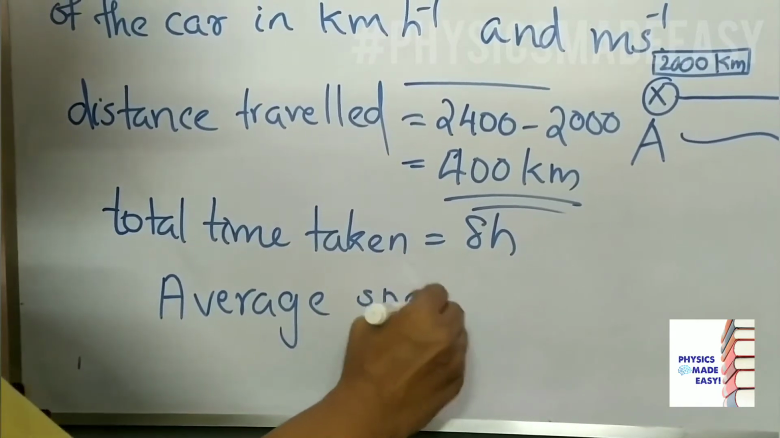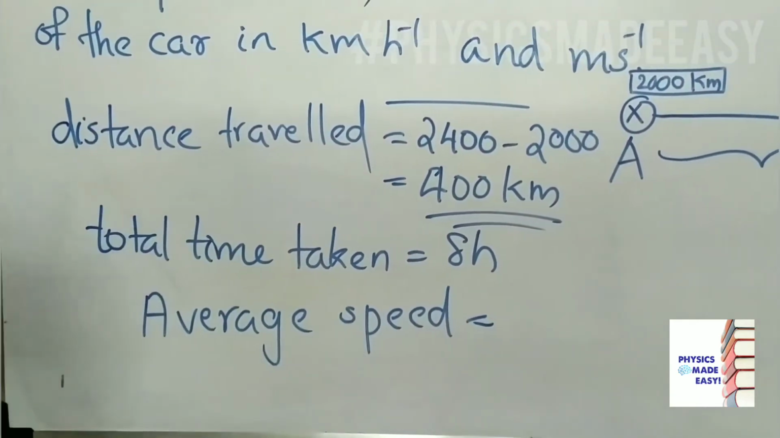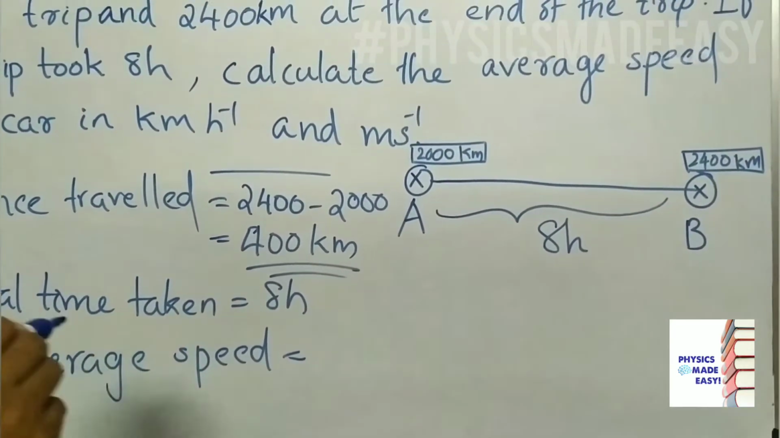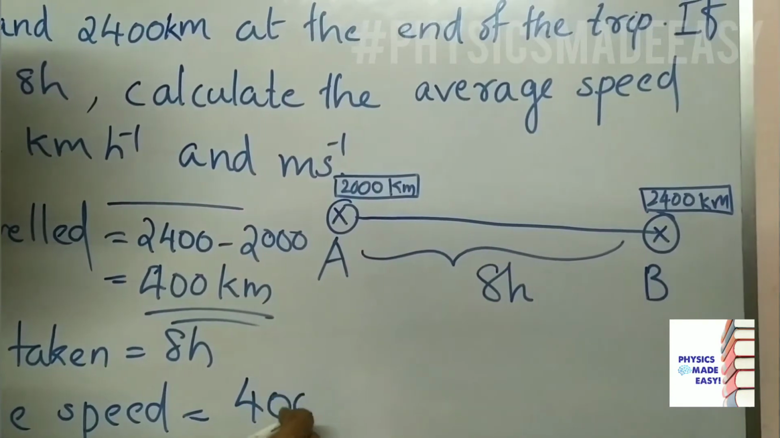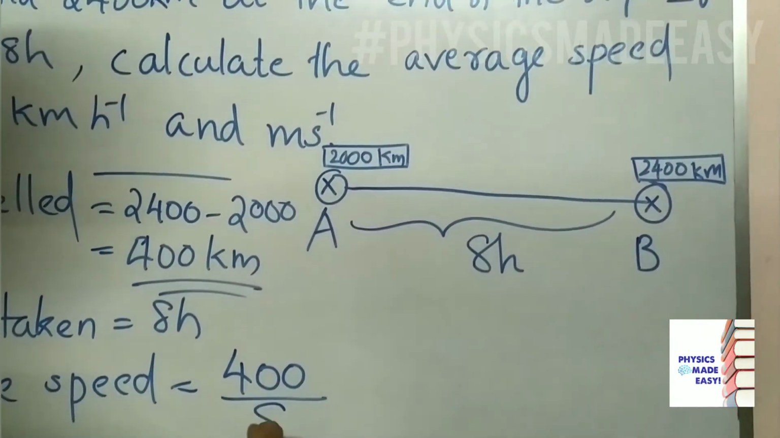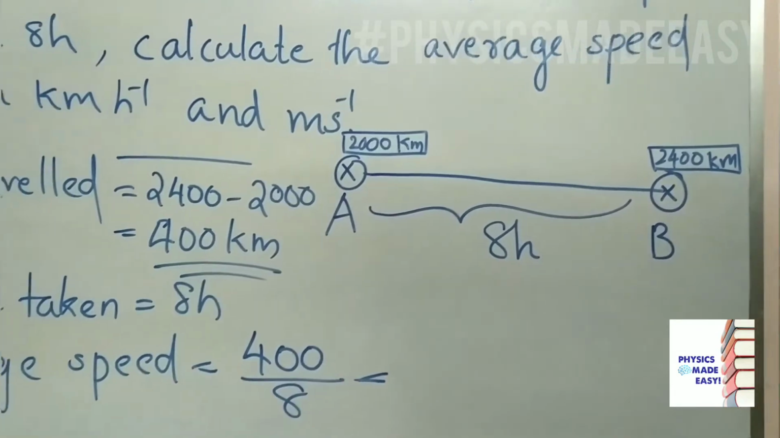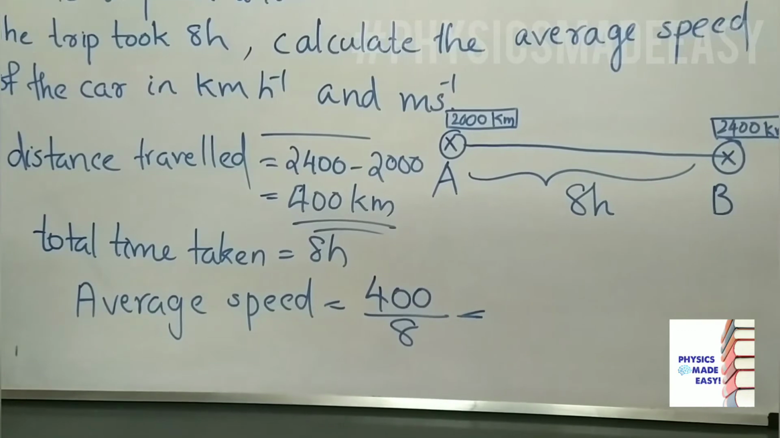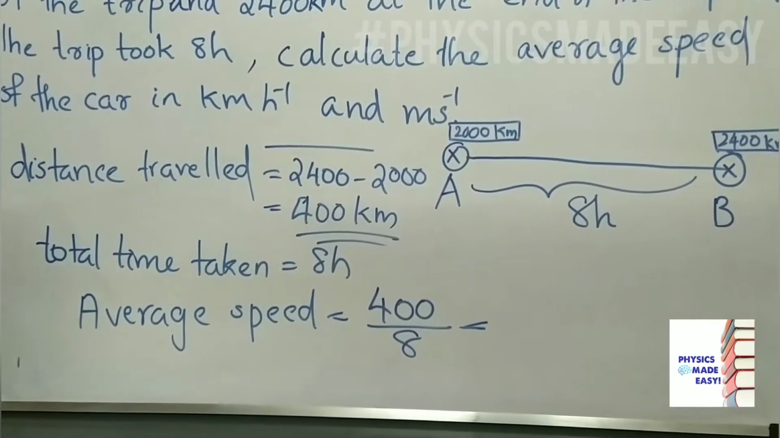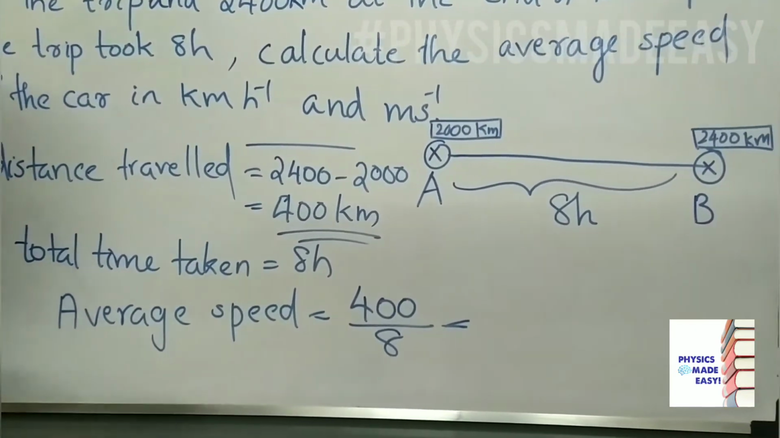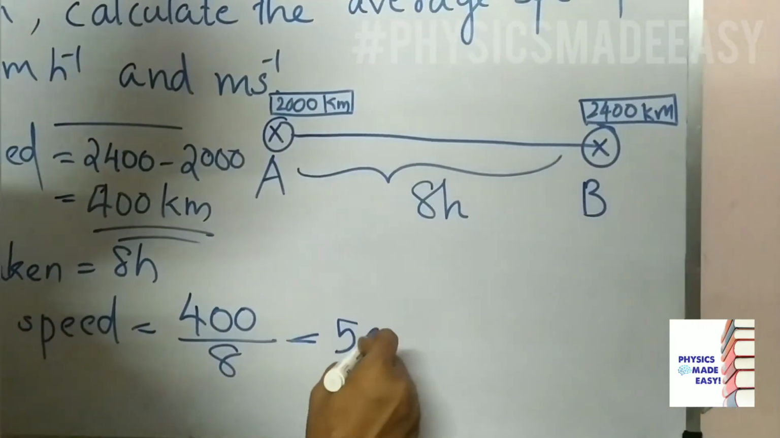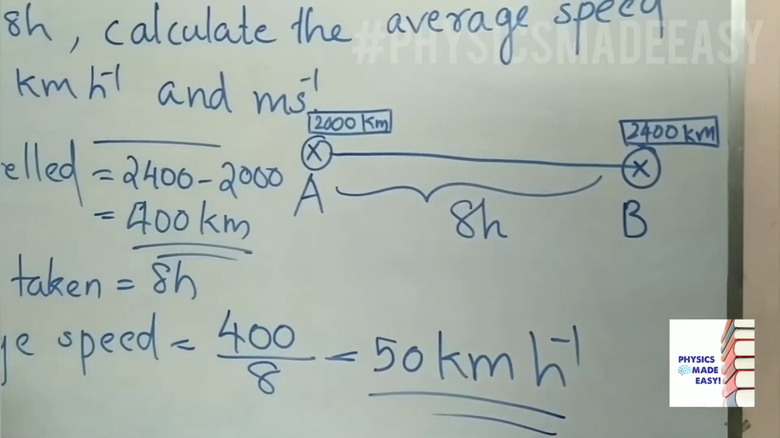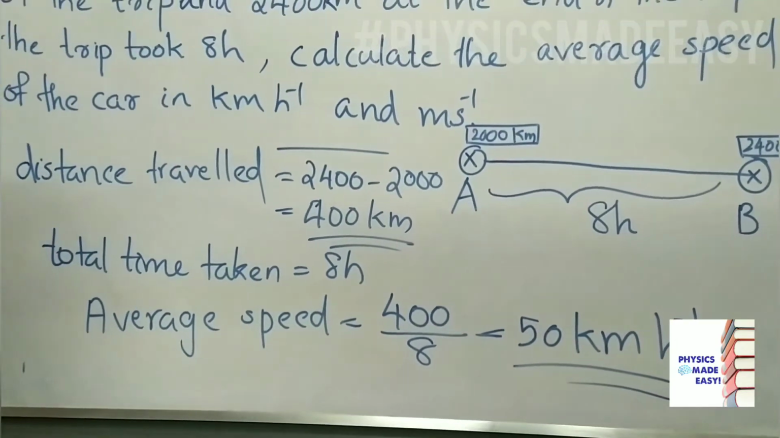Average speed: there you have to write that equation first. Total distance traveled divided by total time taken. Substitute the values there, then you will get 400 divided by 8. Here you can see distance is given in kilometers and time in hours. So from that you will get a value for average speed in kilometer per hour. The answer is 50 kilometer per hour, or 50 kilometer hour raised to minus 1. This is the average speed.